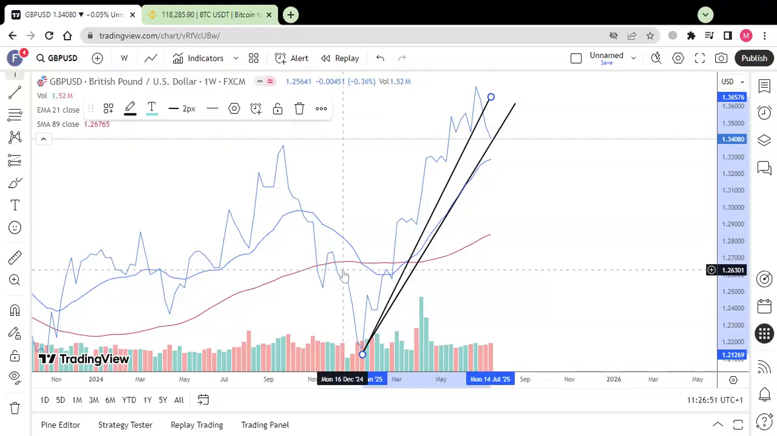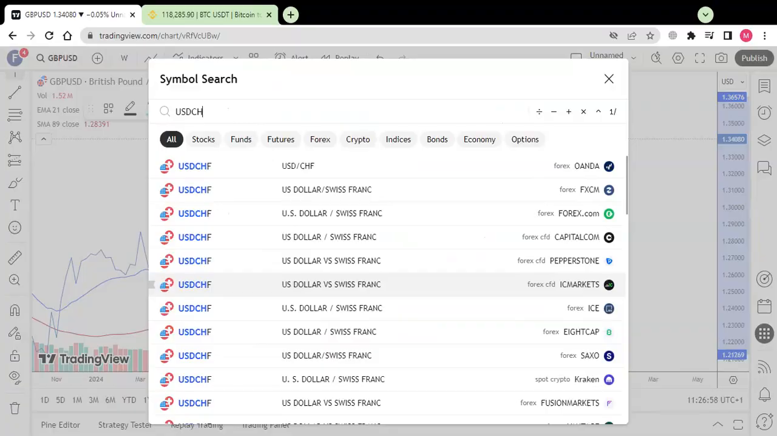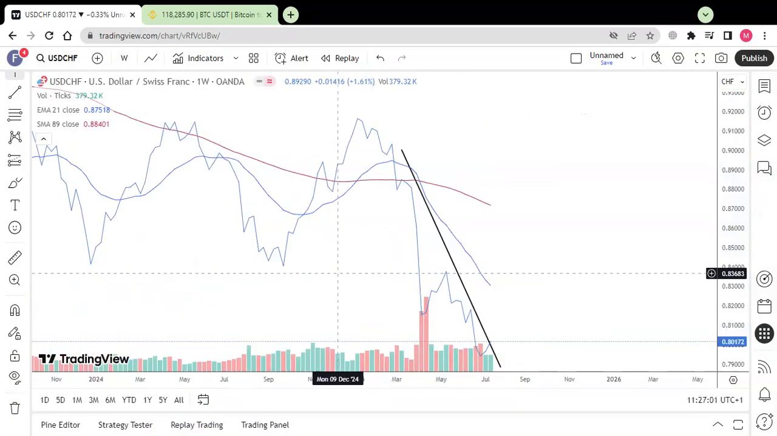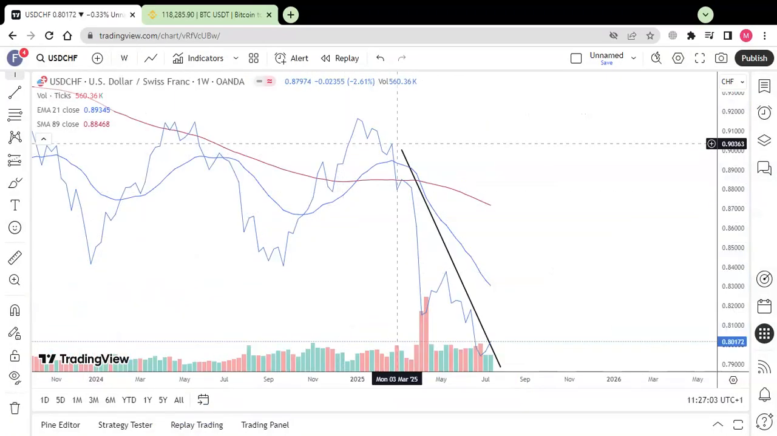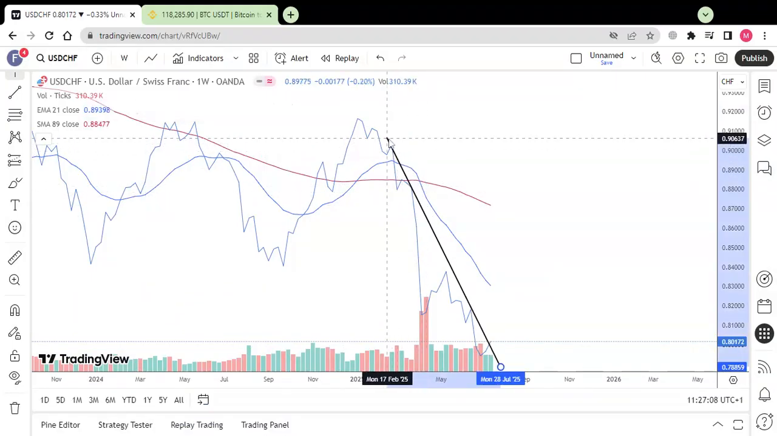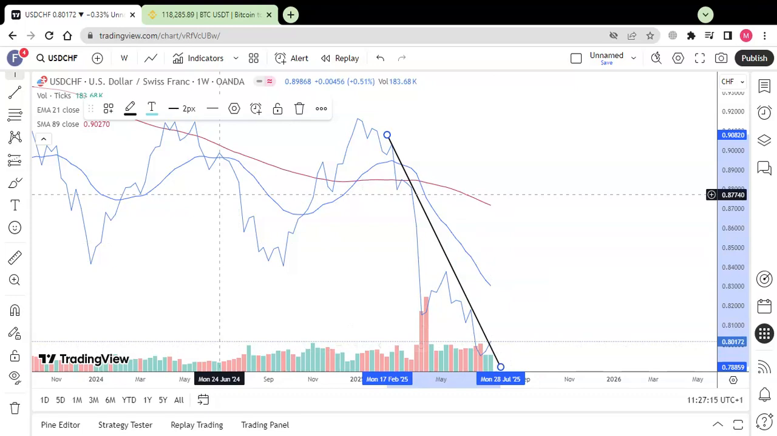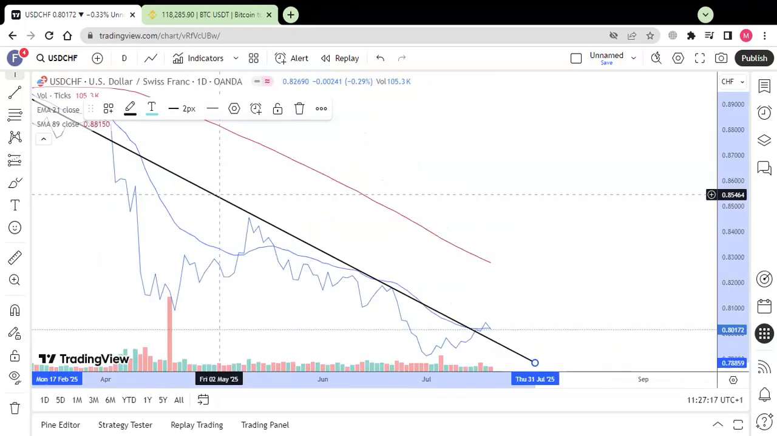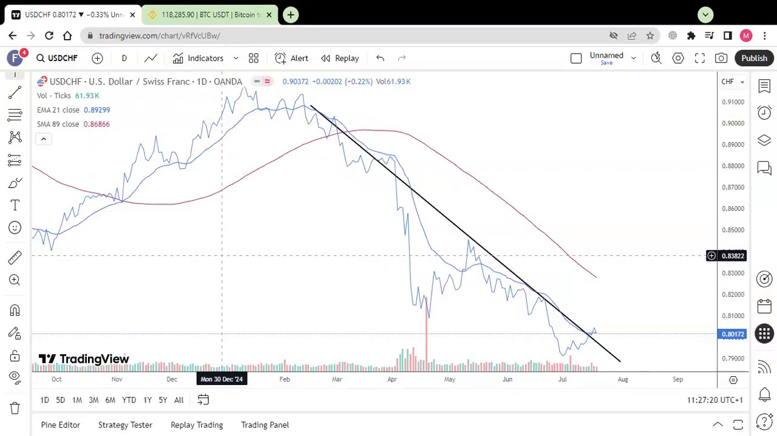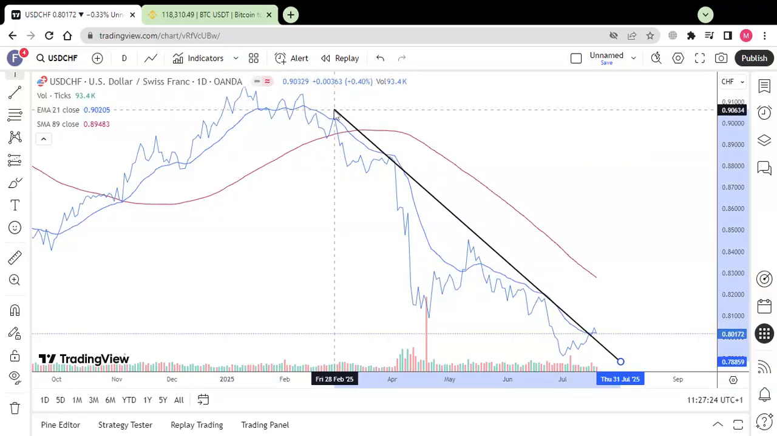What else do I have? Let's go to something also interesting, which is the euro Swiss. Sorry, dollar Swiss. And we see here that if we draw a line here on the line chart, it has just broken the line. Let's go to the 1 day chart. Let's adjust it a little bit here.